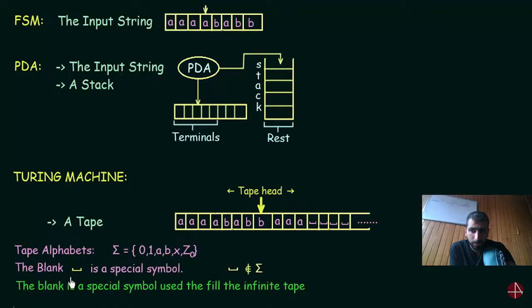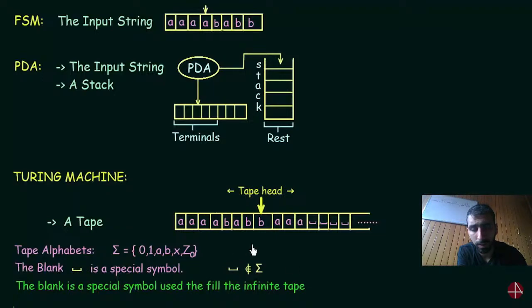And then, as I told you, the blank symbol is a special symbol. Something you need to note is that the blank symbol does not belong to sigma. That means the blank symbol is not a part of the tape alphabets, or of the input symbols. But what is it? It is just a special symbol that is used to fill the infinite tape. So, as we are having an infinite tape, the blank or empty cells are filled with this special symbol known as the blank symbol, represented by this.